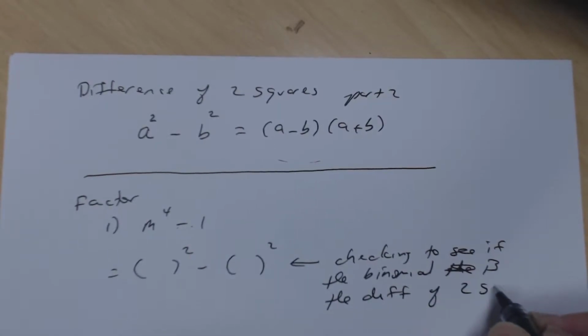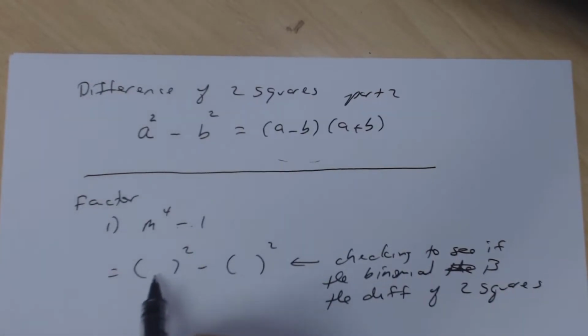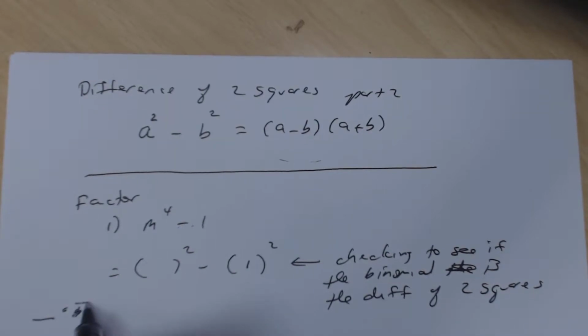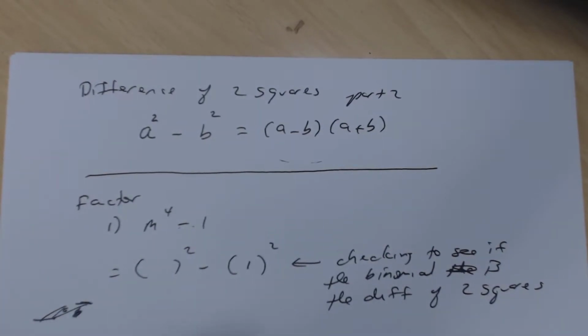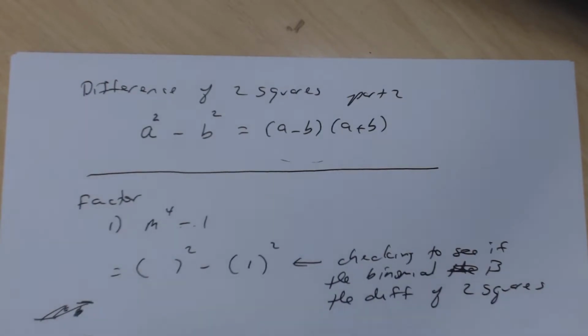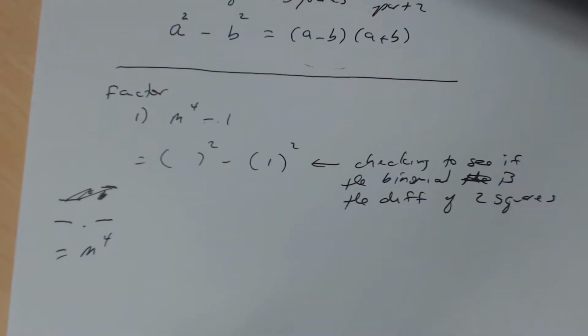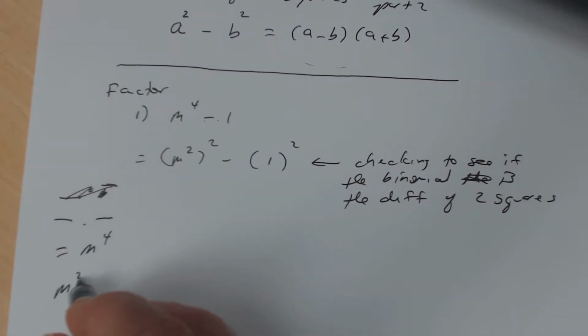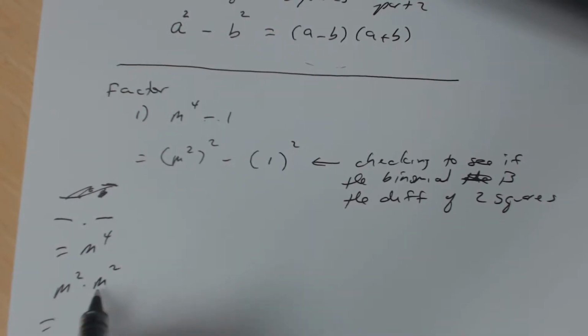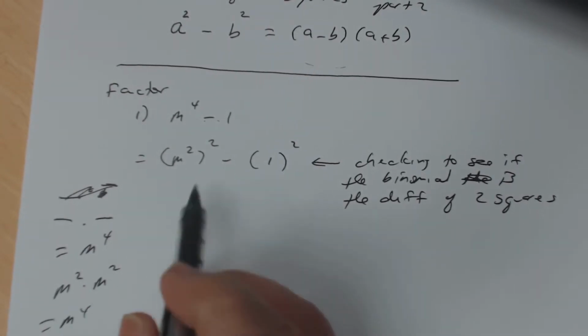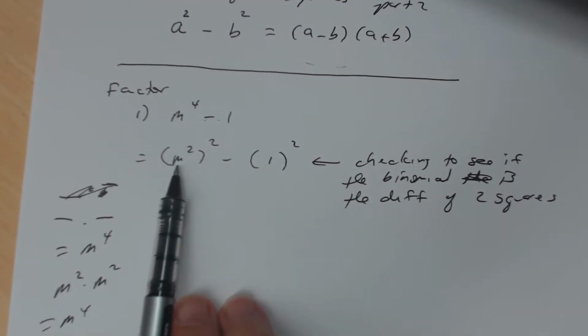Basically, you want to see, can I put something in these two parentheses? This one's easy, because what times itself is 1? Obviously 1, so 1 goes here. Over here, what times itself is m to the 4th? Well, m squared. M squared times m squared, remember, you multiply like bases, you add exponents, is m to the 4th. So m squared goes inside this first set of parentheses.